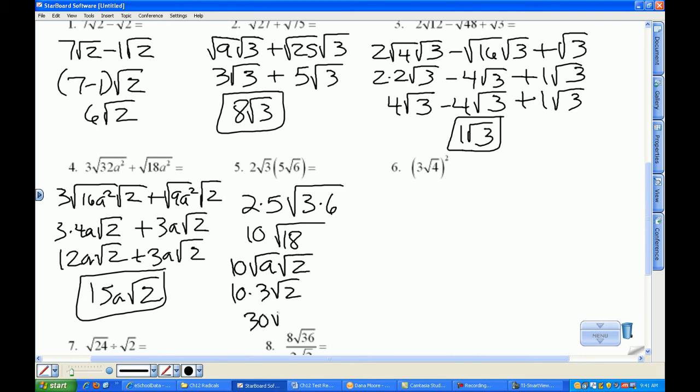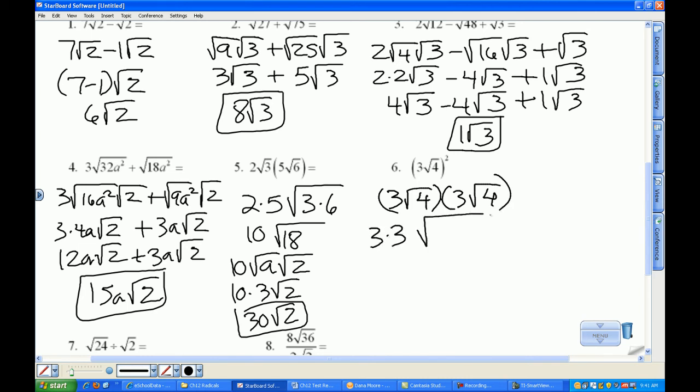So 30 radical 2. 6. What I recommend here is rewriting the problem. This is 3 radical 4 times 3 radical 4. We multiply the coefficients. We multiply the radicands. The product of the coefficients remains a coefficient. The product of the radicands remains a radicand. Since 16 is a perfect square, I'm going to take the square root. And then the final answer to this problem is 36.